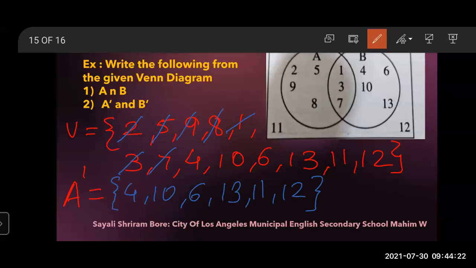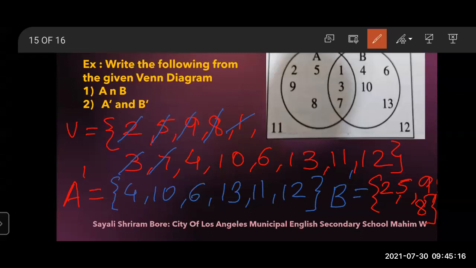Now suppose if I want to write down the B complement. So B complement is equal to, I will strike it off now. Whatever the elements are there in B, I will strike them out from the universal set. So 4, 10, 6, 14, 1, 7 will be cancelled from the universal set. So what is B complement? 2, 5, 9, and 8.